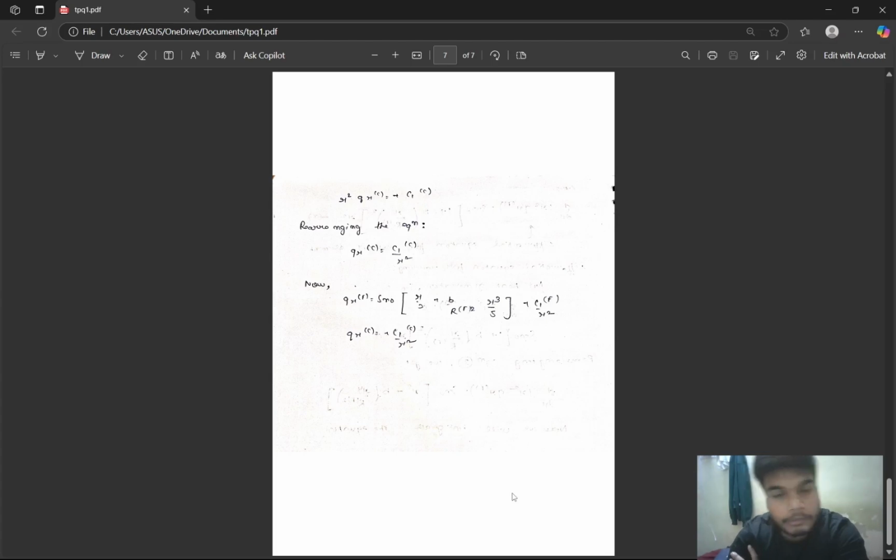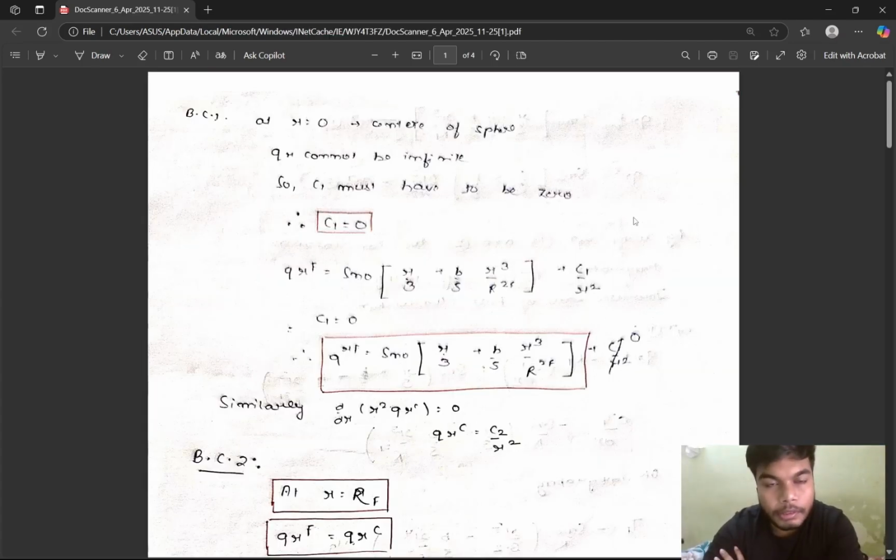Conditions. Now I will explain the boundary conditions of this equation. Boundary condition 1: at r equals 0, at the center of the sphere, QR cannot be infinite. So C1 must be equal to 0. Therefore, C1 equals 0.